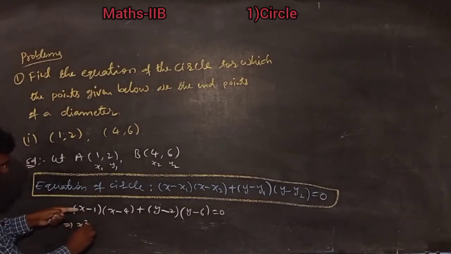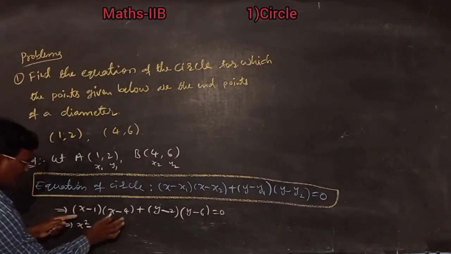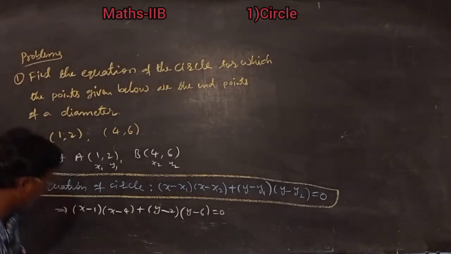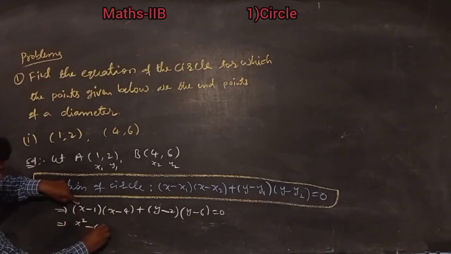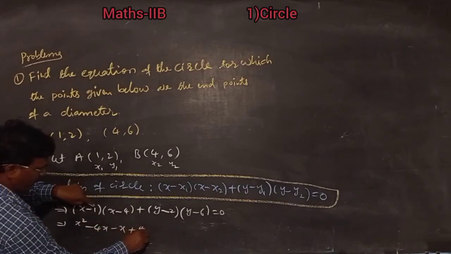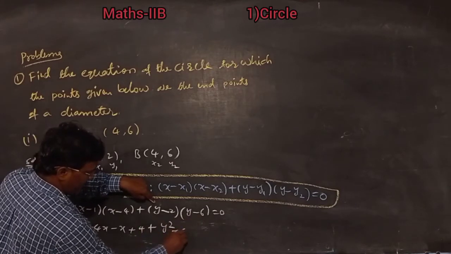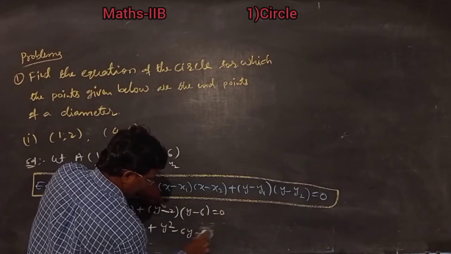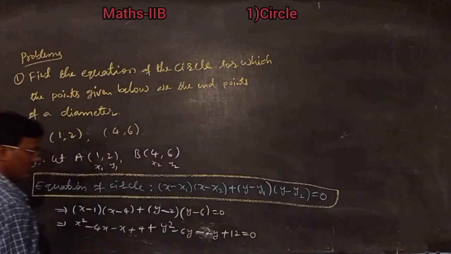So x into x, x square minus 4x, next take minus 1 into x, minus into minus plus 1 into 4, 4, next plus y into y, y square, y into minus 6, minus 6y, so minus 2 into y, minus 2y, next minus into minus plus 12 is equal to 0.